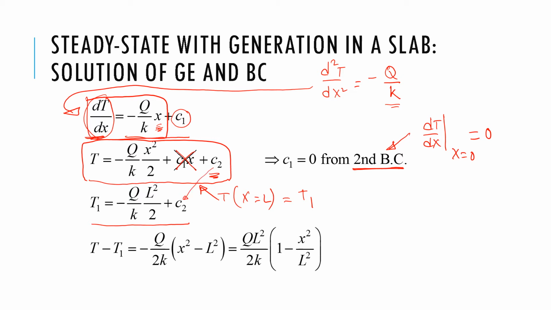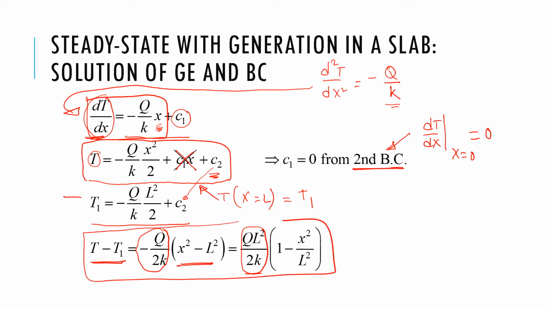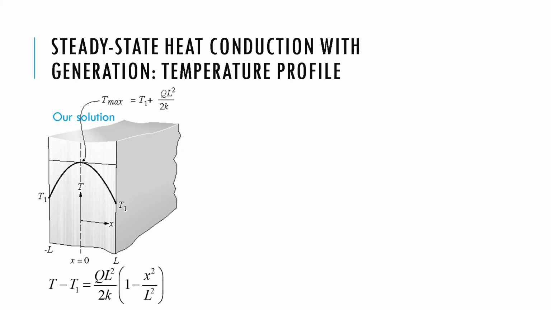Now if I subtract this one from T, then I get T minus T1 is equal to minus q over 2k times x squared, or I can rearrange as qL squared over 2k times 1 minus x squared over L squared. So this is my temperature profile. Normally, looking at the algebraic expression, it may not always be very clear, so it's good to plot it.